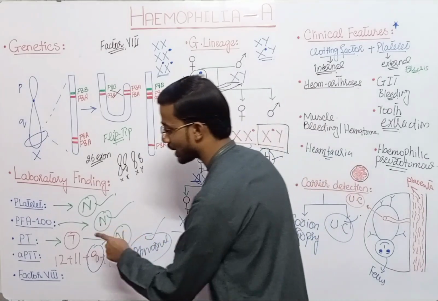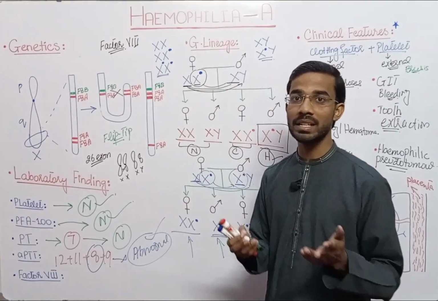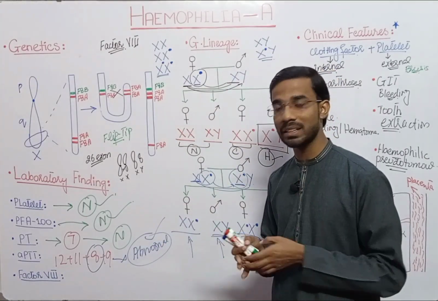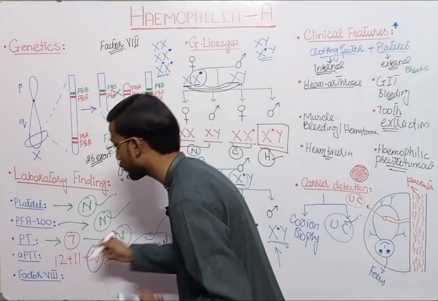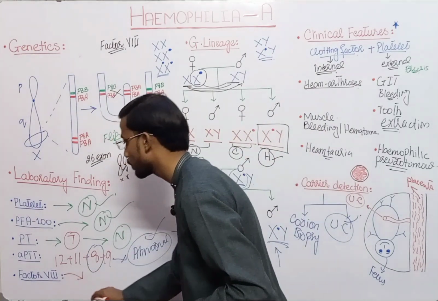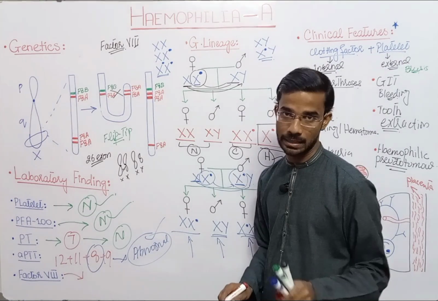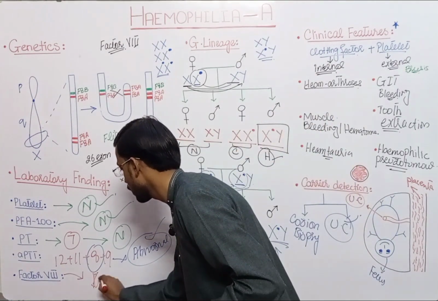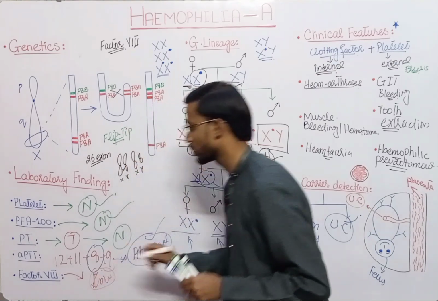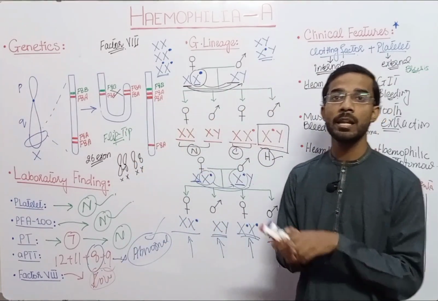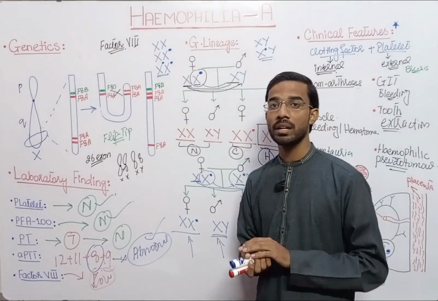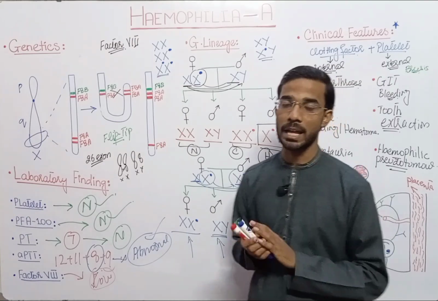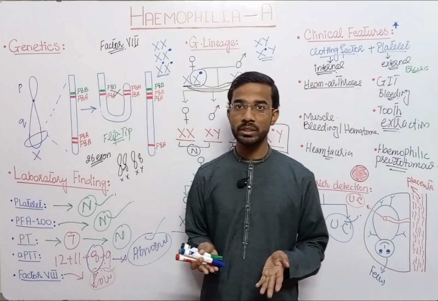And last is the factor 8 assay. Obviously, it is a defect in factor 8, and you will see that the factor 8 assay, or you can say factor 8 in the blood, will be low. So these are basically the laboratory findings for the diagnosis of hemophilia A. So this is all about hemophilia A.